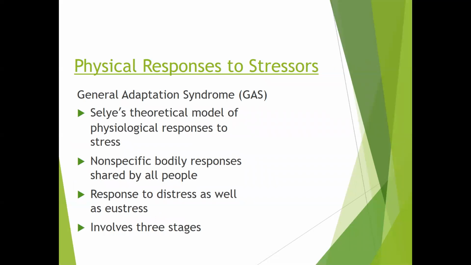Physical responses to stressors. So we're going to look at the general adaptation syndrome, sometimes known as GAS. Selye's theoretical model of physiological responses to stress is part of that. It's nonspecific bodily responses shared by all people. That can be a response to distress as well as eustress. And it has 3 different stages. So it's got an alarm stage, a resistance or an adaptation stage, and then the recovery or the exhaustion stage.